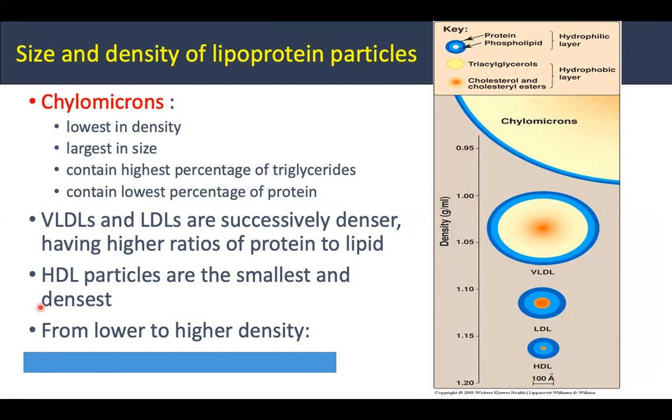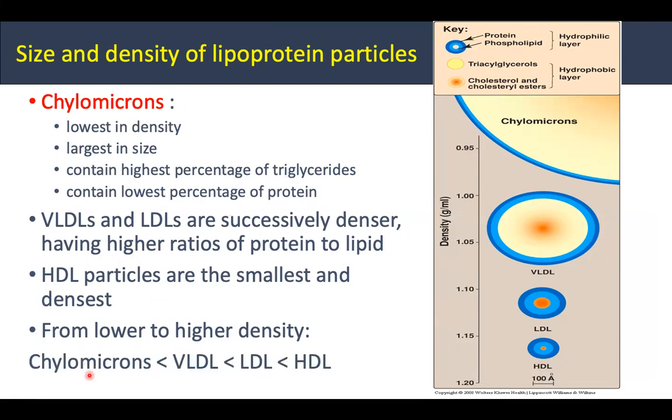Yeah, so the first one is right. It goes chylomicrons, VLDL, LDL, HDL. Yeah, you did the greater than sign. Okay, that makes sense. CVLH, yeah, that works. Exactly, so lowest density chylomicrons, highest density HDL. Okay, good, you guys are keeping up.